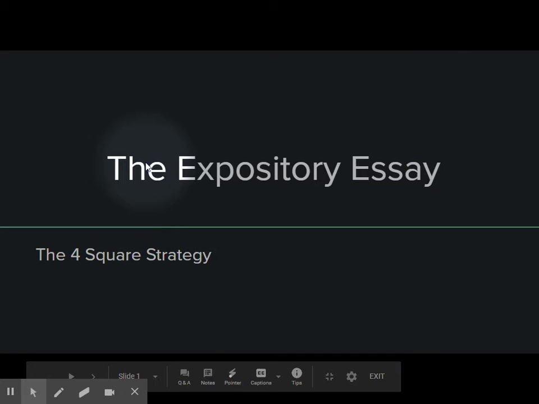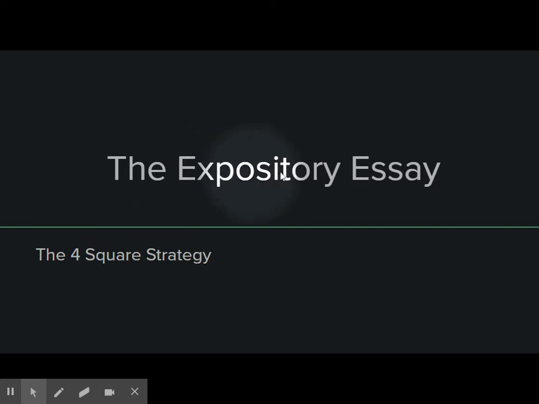Hello, 7th graders. This week, we're going to be introducing the expository essay to you. We're also going to be using a strategy called the 4 square to help you write your essay effectively and to help you make sure that you include all the different components that are being required.